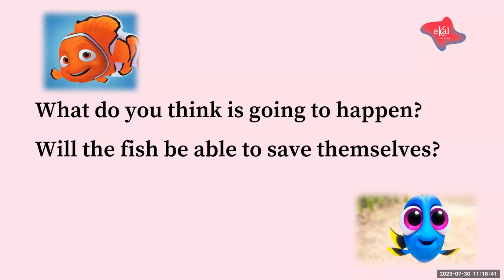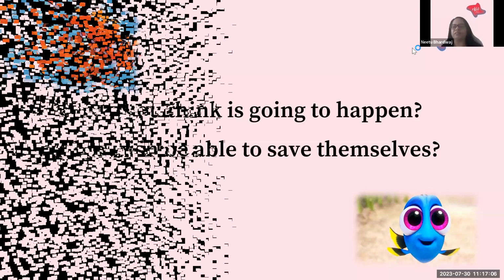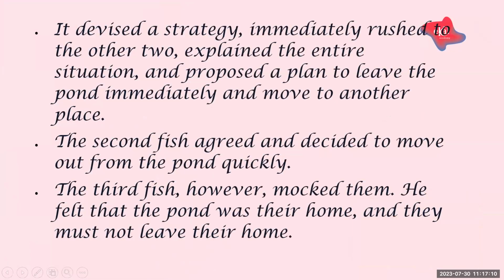We can have Sanvi. Sanvi, what do you think? Will the fish be able to save themselves? What do you think, Sanvi? Yes, Sanvi. Ma'am, the fish will be able to save themselves. Okay, let's see. Now I want raised hands so that I can see somebody reading it again. We'll continue the reading. So we can have Jay, and then we can have Dakshita. Yes, Jay. It devised a strategy, immediately rushed to the others to explain this entire situation and proposed a plan to leave the pond immediately and move to another place.